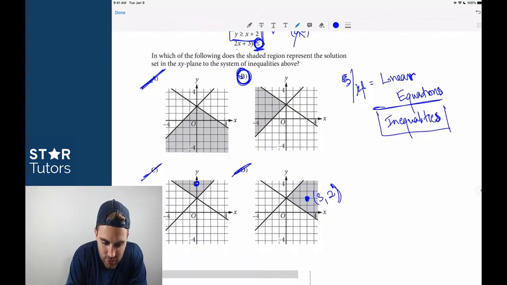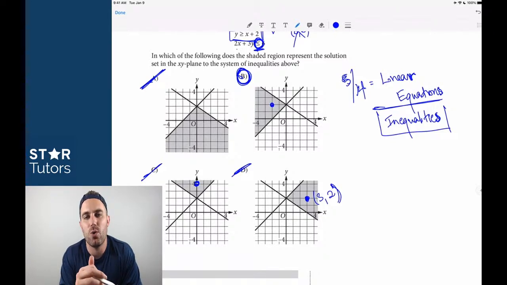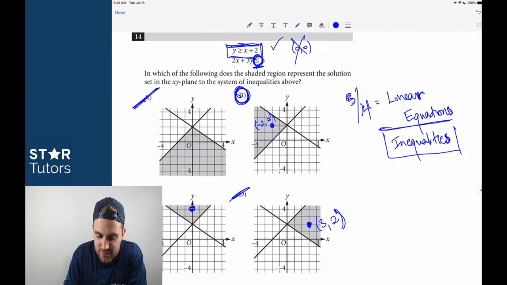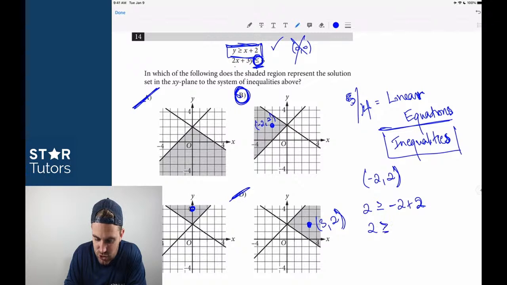So here we go. If I just plug in a point, the points that are in the shaded region of any inequality graph are assumed to be correct for both equations. So what we're saying here is that this point, negative 2, 2, is going to satisfy both equations if I plug in that point. So first I did 2 is greater than or equal to negative 2 plus 2, sorry, I'm confusing myself. So 2 is greater than 0. So that does work. For the first equation on answer choice B, that works.